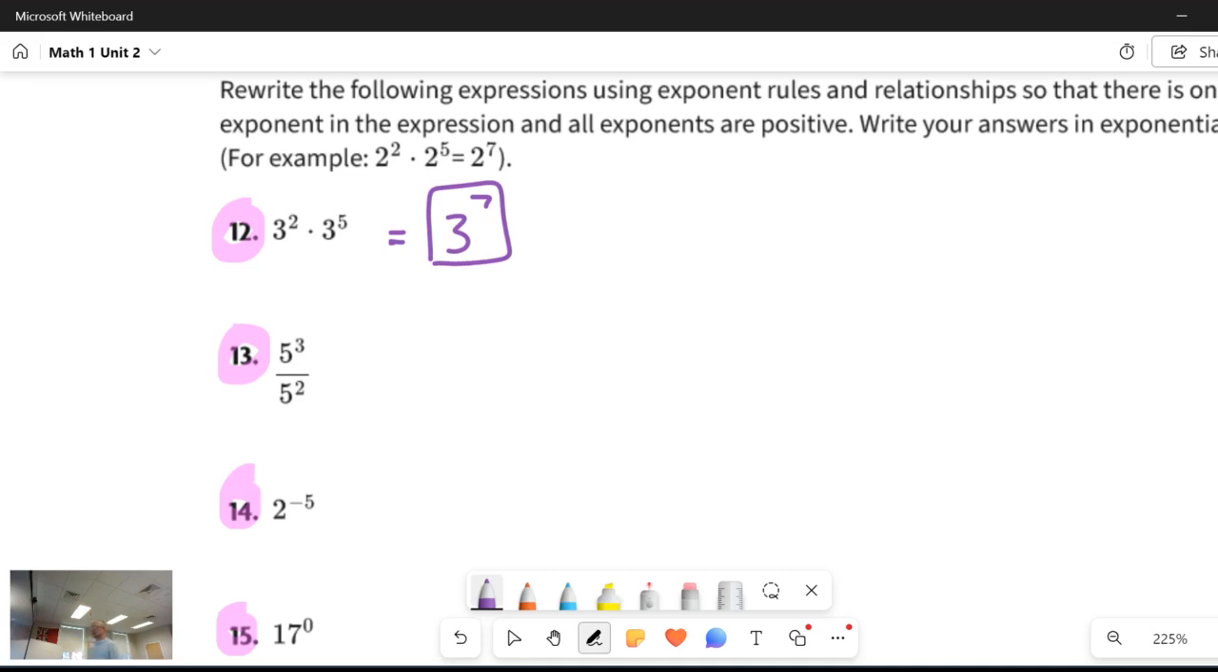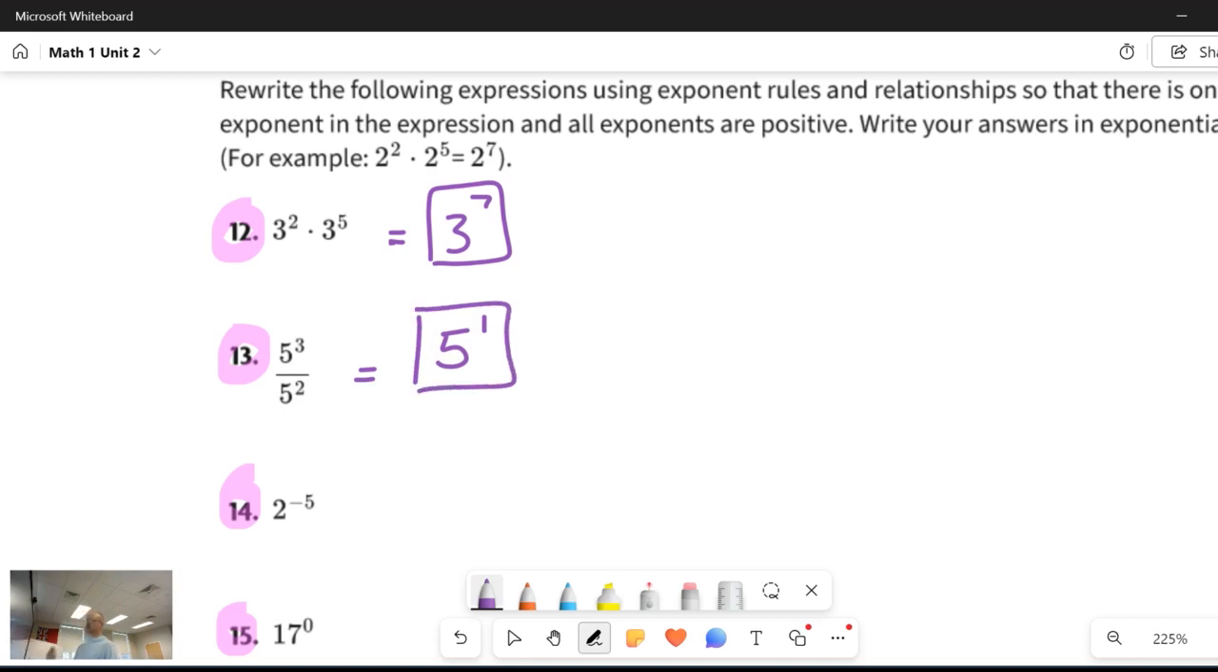Same thing goes for 13. We have a division problem, which means we're just going to do subtraction. Teachers will teach us multiple ways. I like saying always take the larger power and subtract the smallest from it, and then put your base where that is. So in this case, it doesn't really matter because our numerator has the largest power. We're going to write this as 5, and that's 3 minus 2, which is 1.